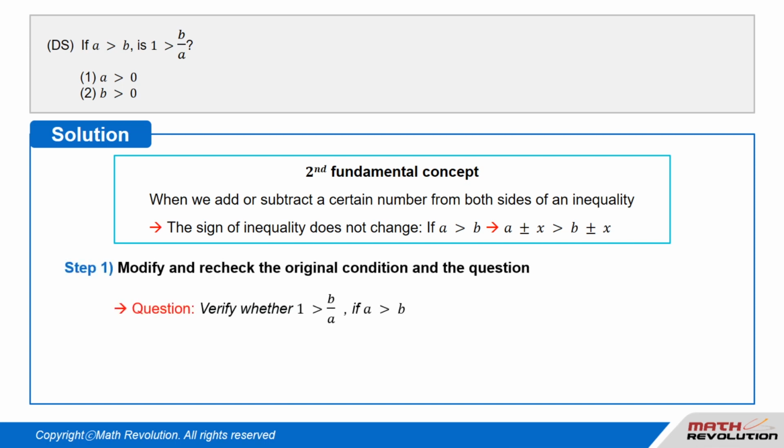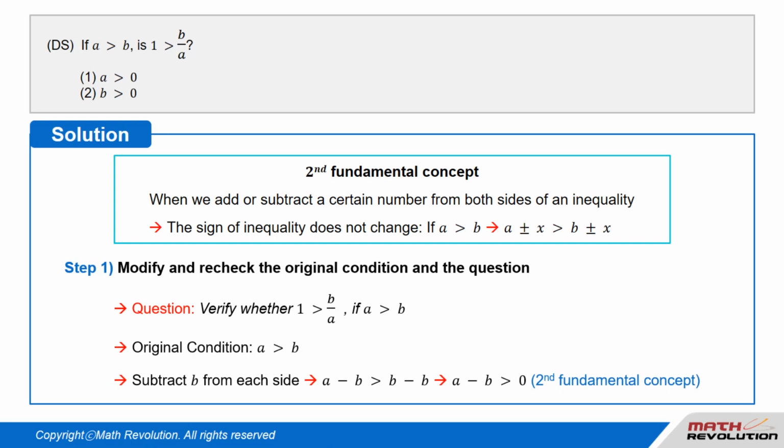Let us follow the first step of the variable approach by modifying and rechecking the original condition and the question. We are required to verify whether 1 is greater than B over A if A is greater than B. We are given that A is greater than B. Now, by subtracting B from each side, we get A minus B is greater than B minus B, or A minus B is greater than 0, by the second fundamental concept in inequality.